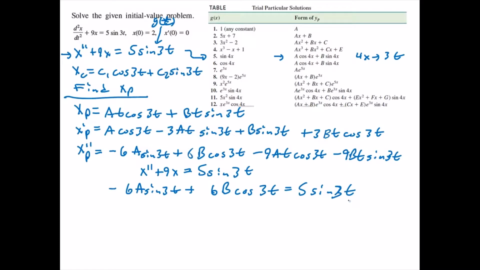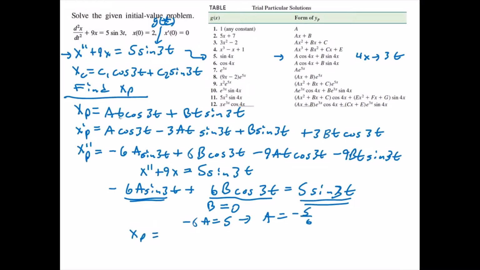And we can see that there are no terms involving the cosine on the right-hand side, which tells us that this term should be 0, meaning that b will be equal to 0. And so the terms involving the sine of 3t will have to be equal, meaning that negative 6a will be equal to 5, telling us that a will be negative 5/6.